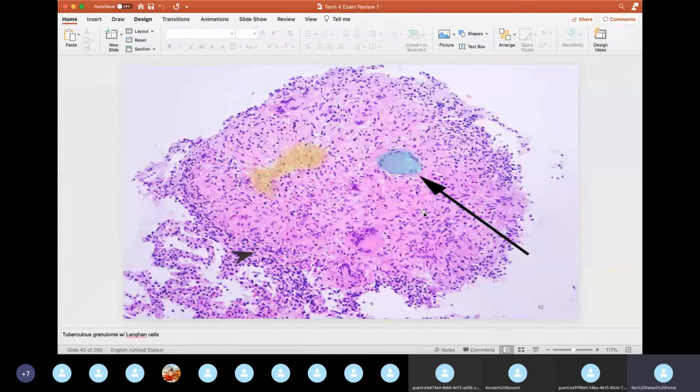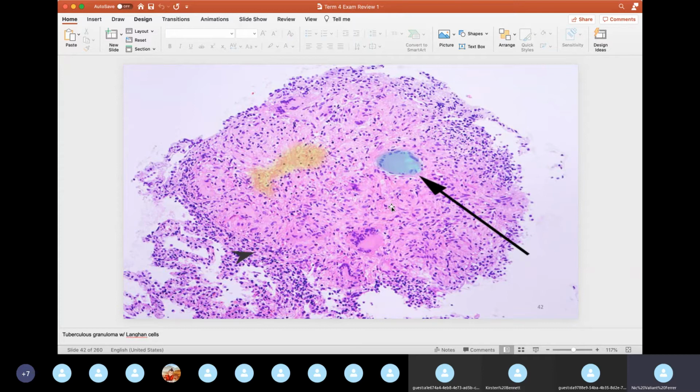How about here? Look at the arrow. It's pointing at a group of cells. This is a caseating granuloma. Why? There is central necrosis. How do I know that there's central necrosis? There are no nuclei. You cannot see the nucleus anymore. That's high yield.